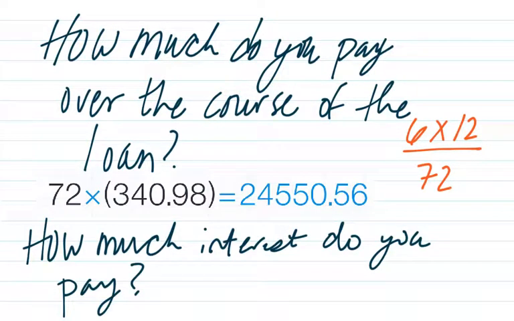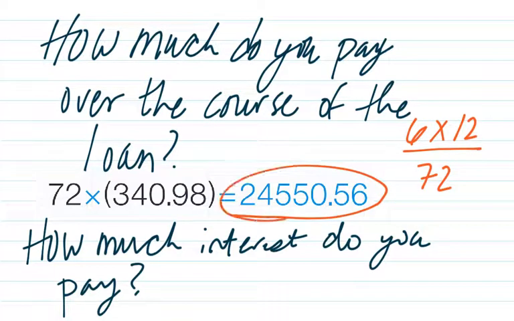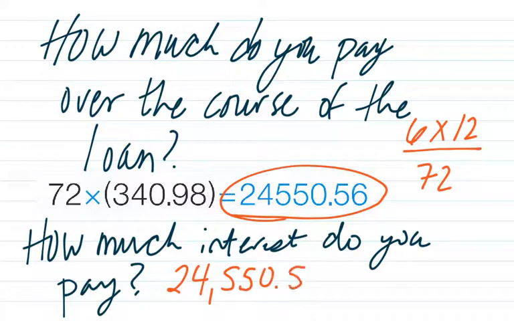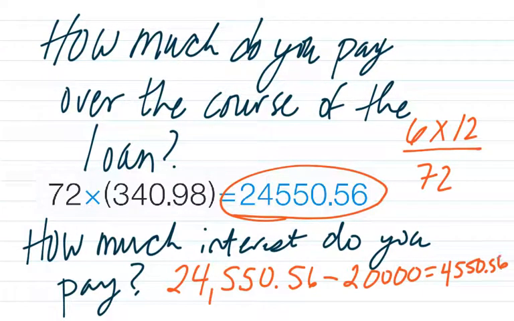To find how much interest we pay, we would take the total amount that we end up paying, $24,550.56 from the previous question, and then subtract the principal of the loan, which is $20,000. That gives us that the interest we pay is $4,550.56. That's almost a quarter of the amount of the entire loan.